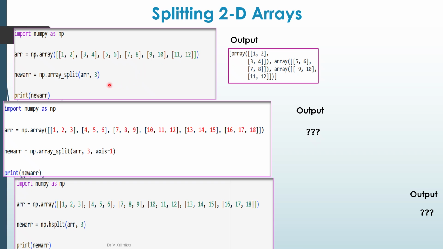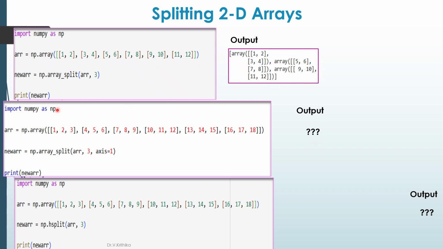Splitting the 2D arrays. We have a 2D array, and we are trying to split it. Here we give it as three different arrays. Say we want three different 2D arrays. So this is the 2D array, and we split it the same way we did in the 1D array. 1, 2, 3, 4 is given as the first array, 5, 6, 7, 8 as the second array, and 9, 10, 11, 12 as the third array.